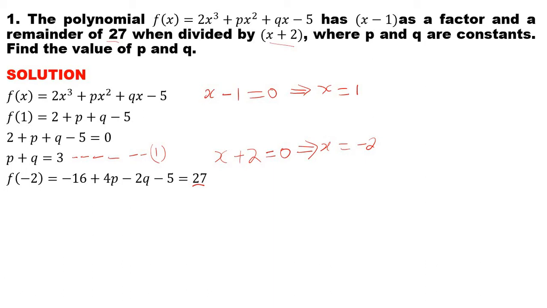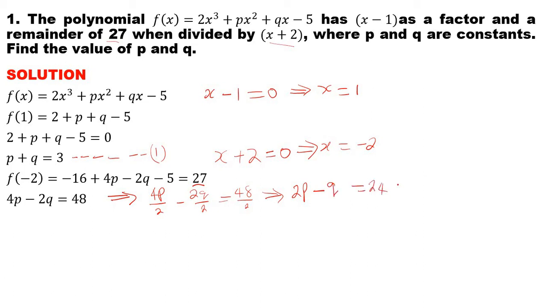Okay, so I will simplify further, and I will have 4p minus 2q to be equal to 48, and then I will divide through by 2, that is 4p over 2 minus 2q over 2 equals 48 over 2, and this will give us 2p minus q to be equal to 24. So let me call this equation number 2.